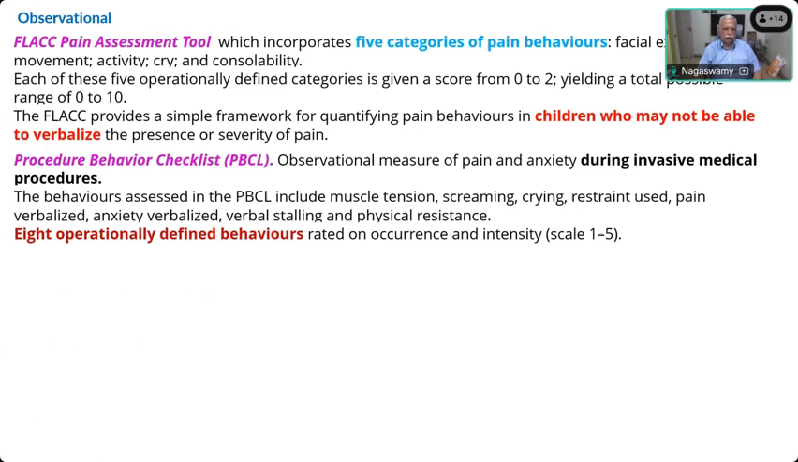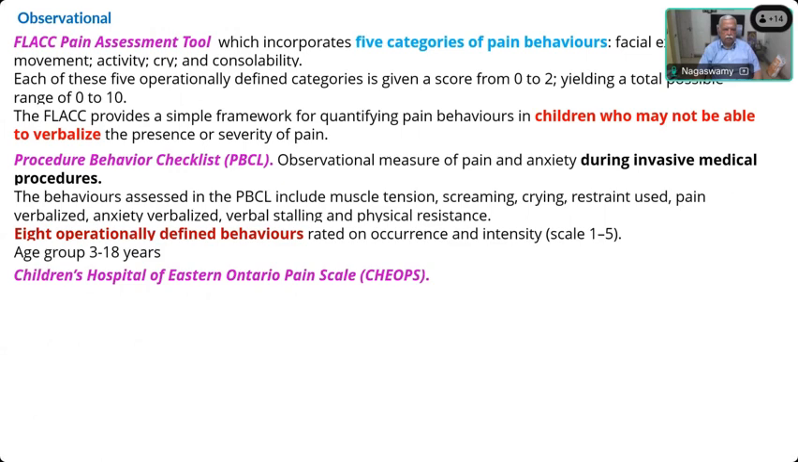Then you can classify them. And it has 8 operationally defined behaviors with an intensity of 1 to 5, and it can be used in ages 3 to 18 years also. Then the Children's Hospital Eastern Ontario Pain Scale, CHEOPS, the measure of post-operative pain. So each one is different. PLAQUE is also for post-op pain and acute pain. Procedural behavior is for procedural pain.